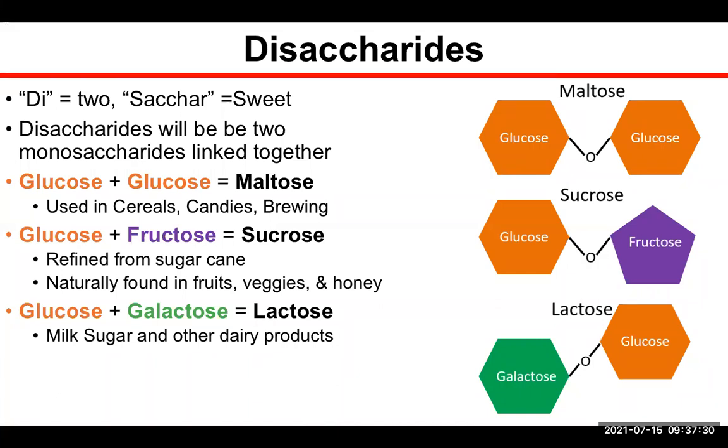And then the last disaccharide is going to be glucose and galactose, which is going to lead to lactose, which is just going to be your sugars found in dairy products such as your milk and yogurt.